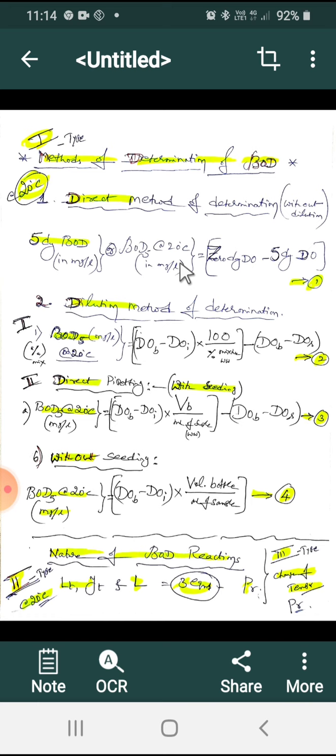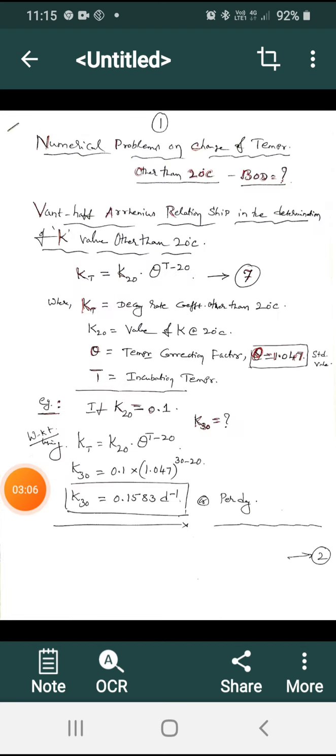In the last class, I showed you the Van't Hoff-Arrhenius relationship. Whenever the temperature is other than 20 degrees centigrade, you have to determine the BOD using this. This is the last method of determination of BOD. In the examination, they are going to give problems by combining all the methods. Now, the K value other than at 20 degrees.